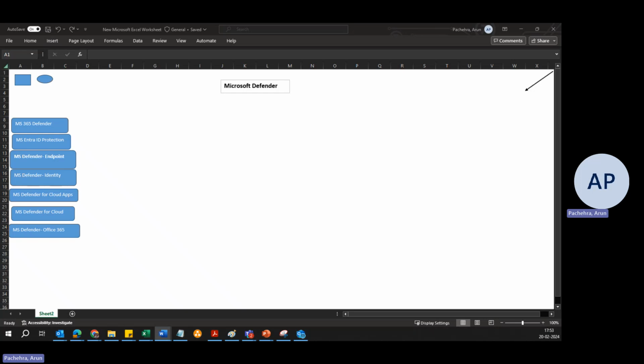So let's demystify this. The very first thing is what is Microsoft Defender? We have understood it. It is a comprehensive security solution provided by Microsoft. But how? Because there are so many different Defender products which cater to different domains that we need to utilize to create the comprehensive security solution. All right, so let's understand what those products are and how they can help us.